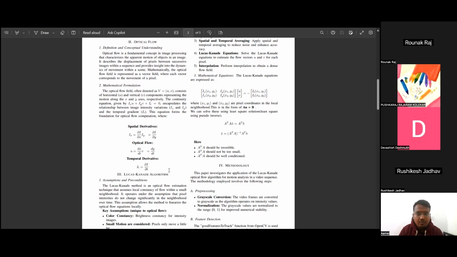The equation with partial derivatives denotes how things change with respect to x, y or time. So when we are computing optical flow, we are essentially looking at how brightness changes from one point to another in a series of pictures and using that information to figure out how things move from frame to frame.